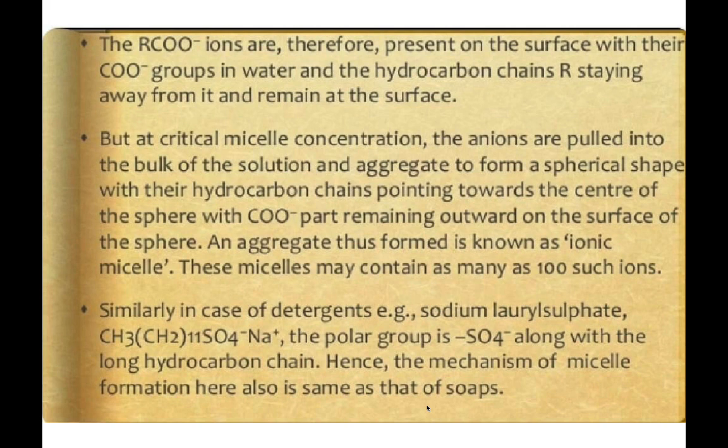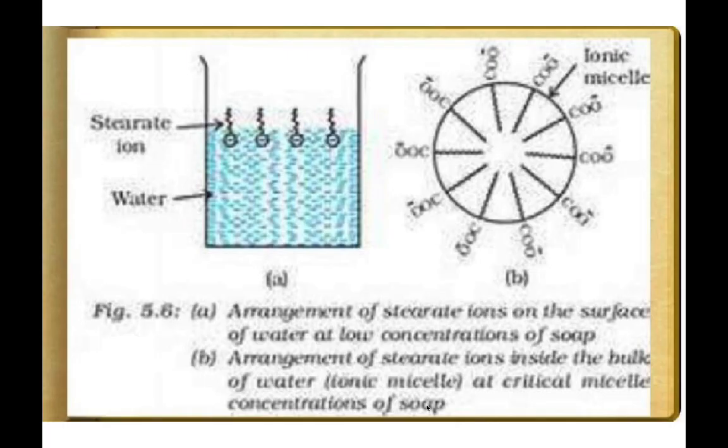You can see that in the case of detergents also, such as sodium lauryl sulfate, the polar group is SO4 minus along with a long hydrocarbon chain. So here the mechanism is the same as that of soaps. You can see the stearate ions at the water surface, with the tail end pointing outwards, and the negative ion part in the water. This shows the arrangement of stearate ions at low concentration of the soap, and the stearate ions inside the bulk of water at critical concentration. You can see all the ionic micelles with the COO minus ends pointing outwards.